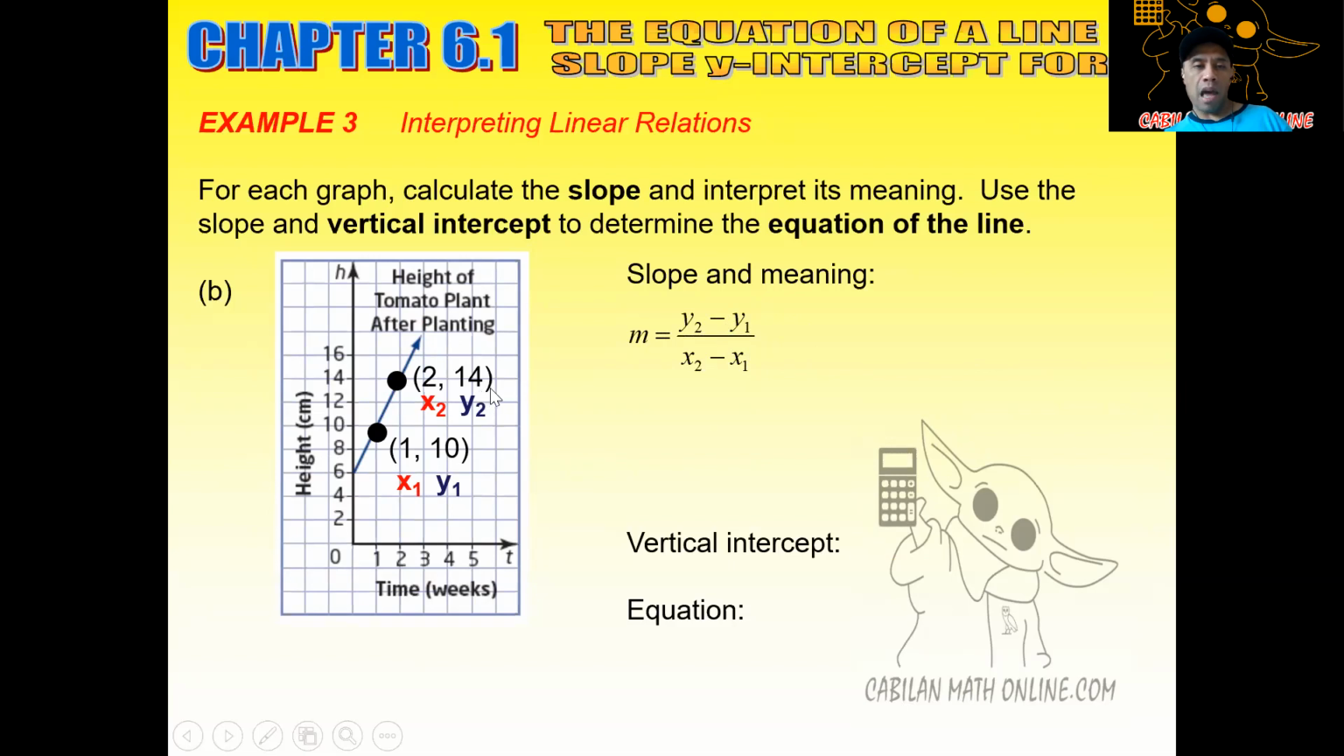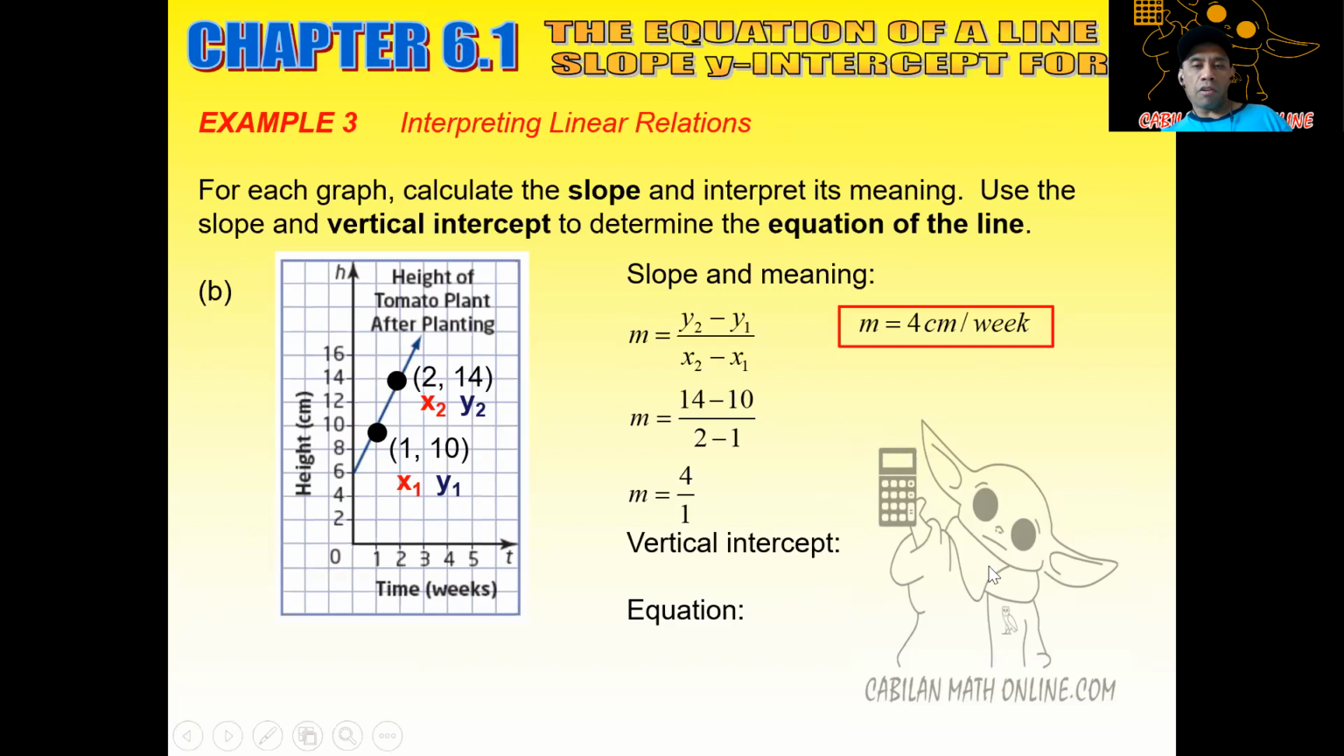Now for the top, what we have here will be 14 minus 10, and the bottom would be 2 minus 1. In the next step, you're going to see I'm going to put in the units. For 4 over 1, we have 4 to be centimeters, and the time below is weeks. That will give us a final answer of 4 centimeters per week.